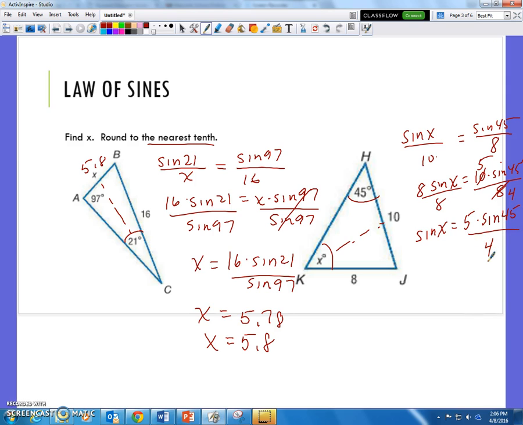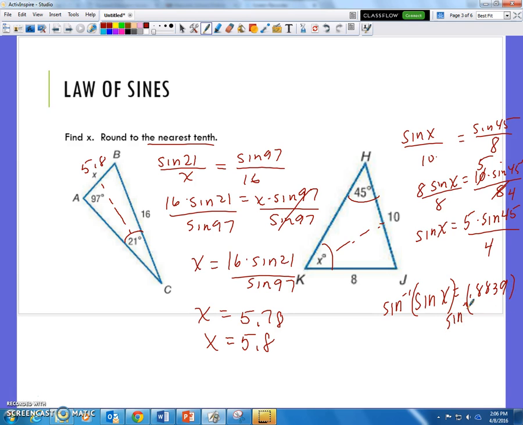And so what I have here is the sine of x equal to just a number value. Take 5 times the sine of 45, and I'm going to divide it by 4. Looks like I'm getting 0.8839. And of course, to undo the sine function on x, I'm going to take the inverse sine of both sides of the equation.